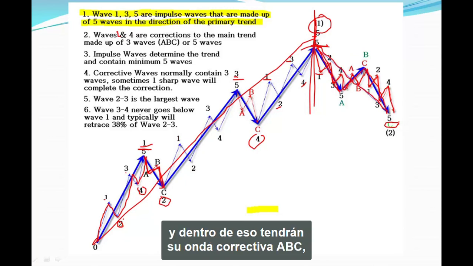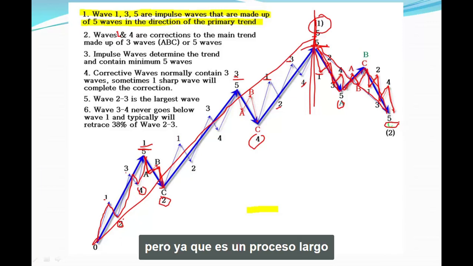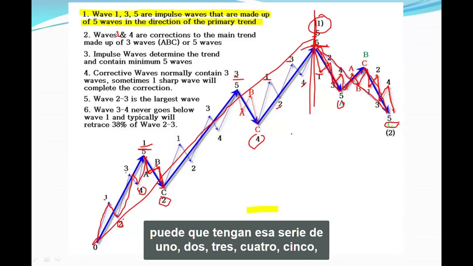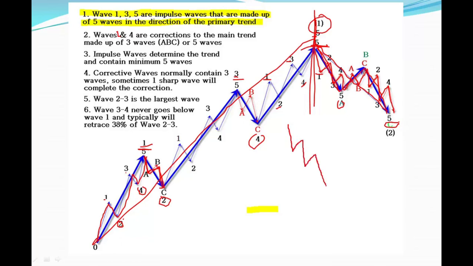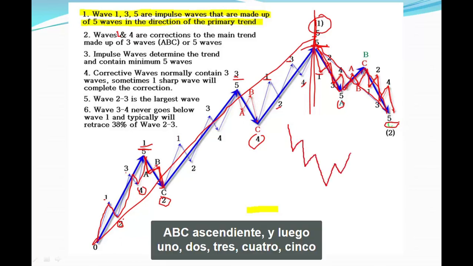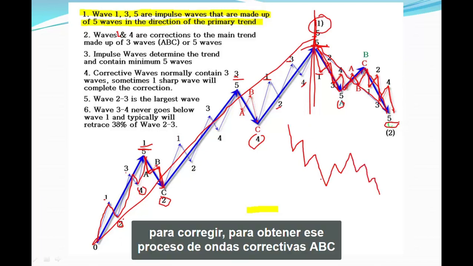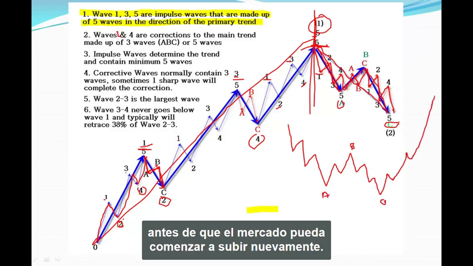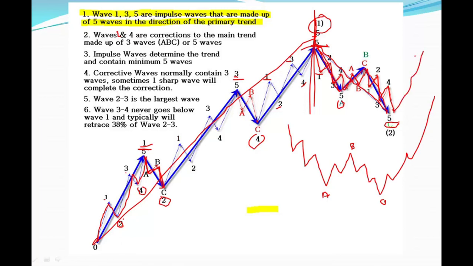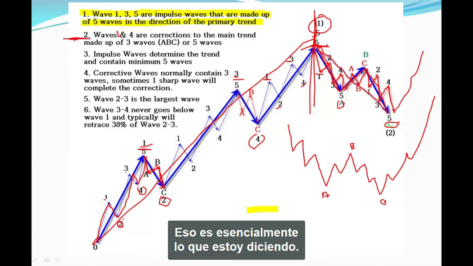And within that, you'll have your ABC corrective wave. But since it's a big, longer process, you may have that series of 1, 2, 3, 4, 5, A, B, C up, and then 1, 2, 3, 4, 5 to correct, to get that ABC corrective wave process before the market can start turning up again. So that's essentially what that is saying.